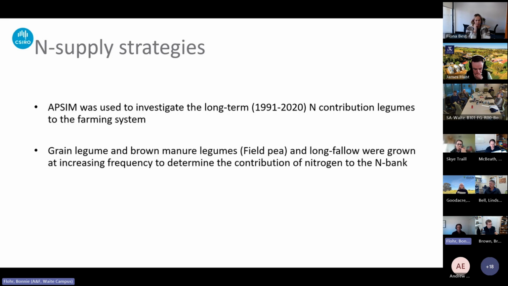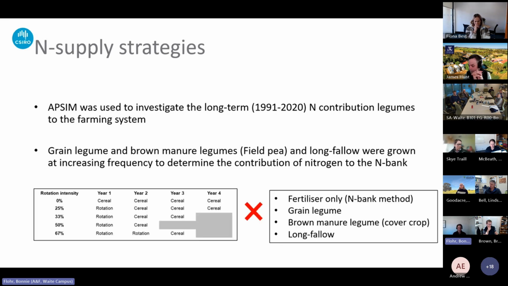And we also compared this against long fallow, so when there is no crop the previous year to the subsequent wheat crop. And we grew these at increasing frequency in the crop rotation to look at the contribution to the N bank.